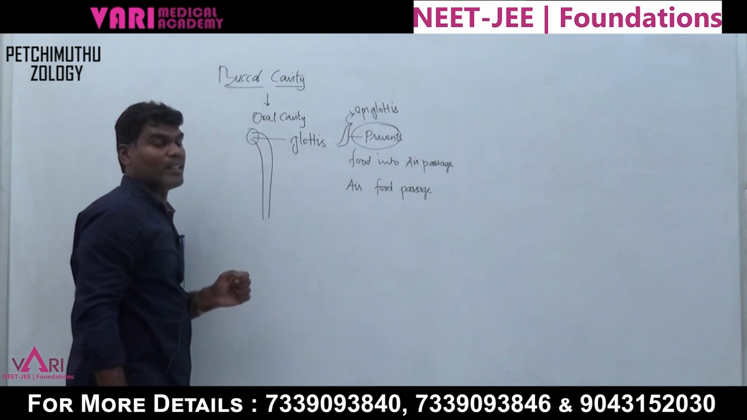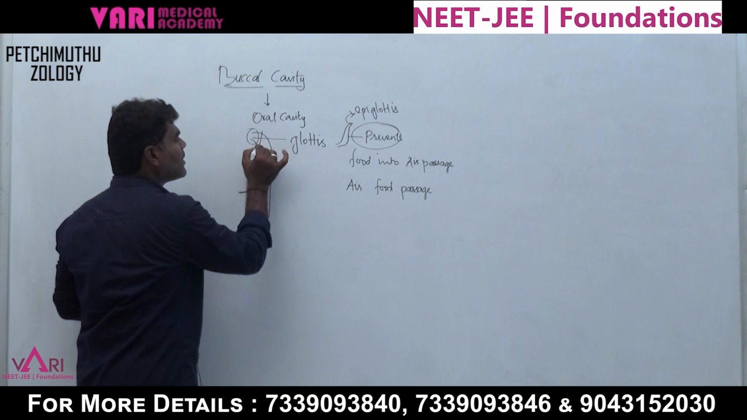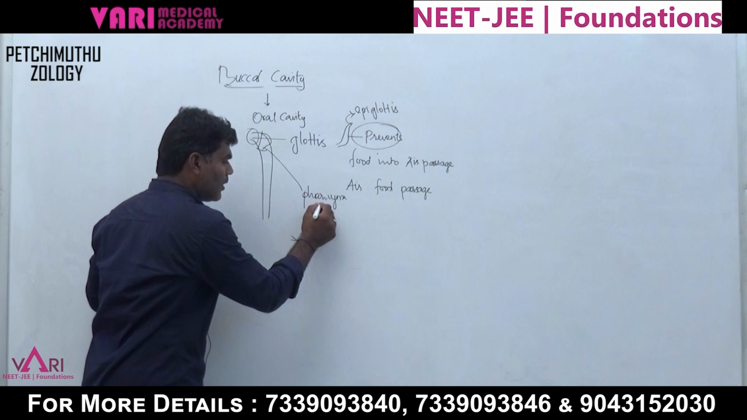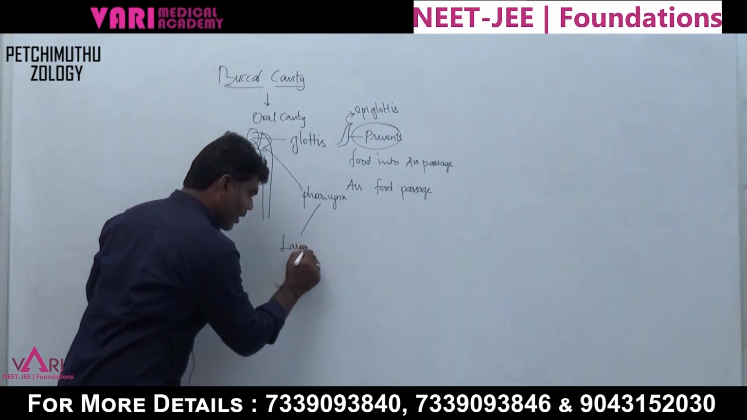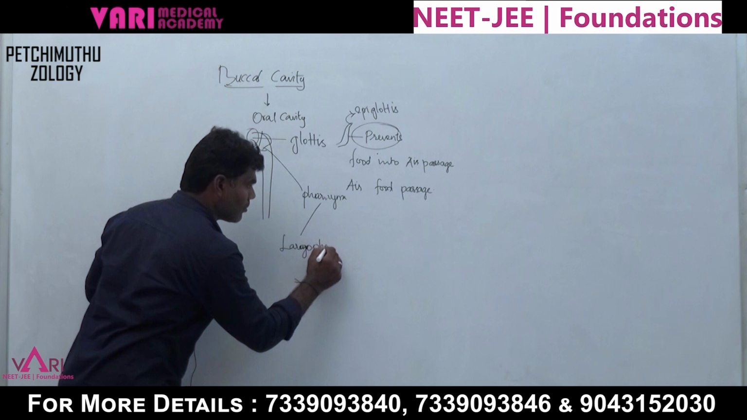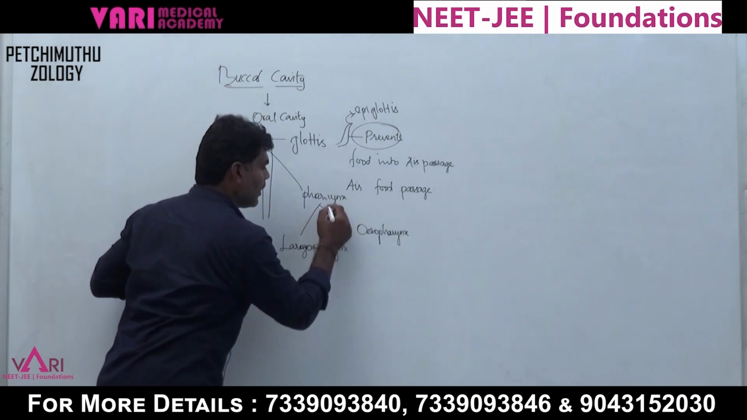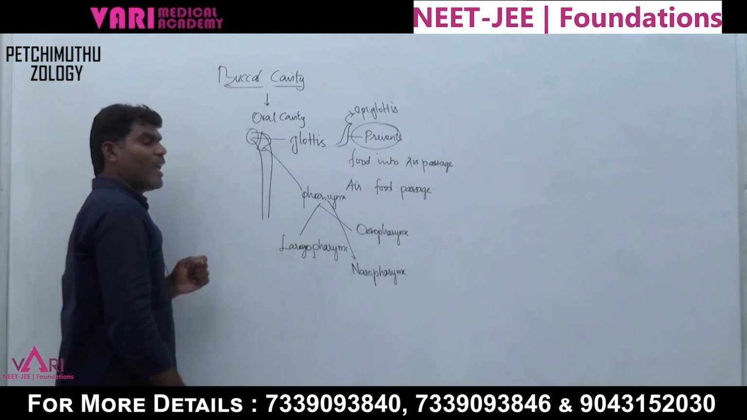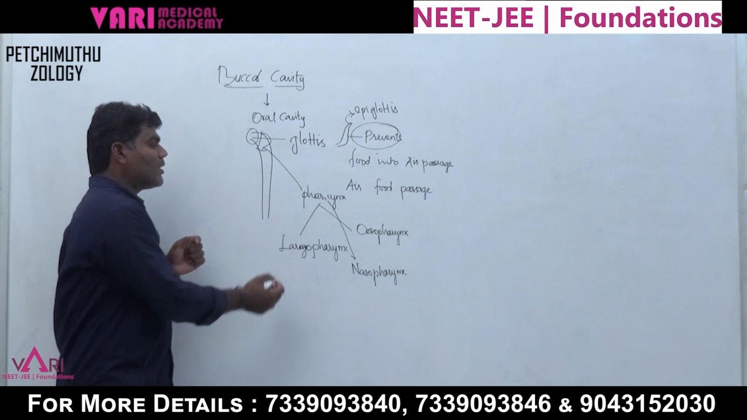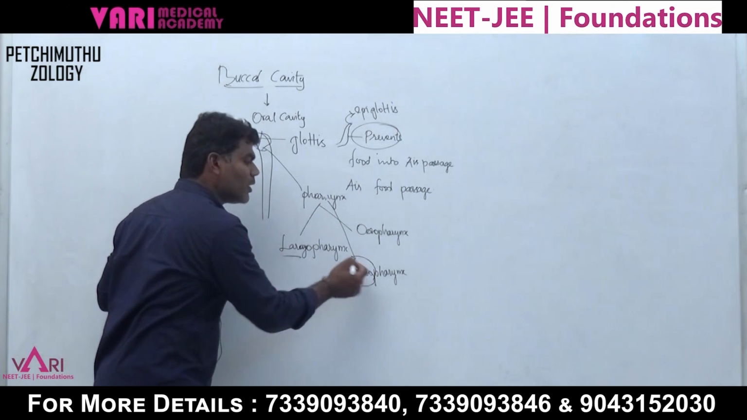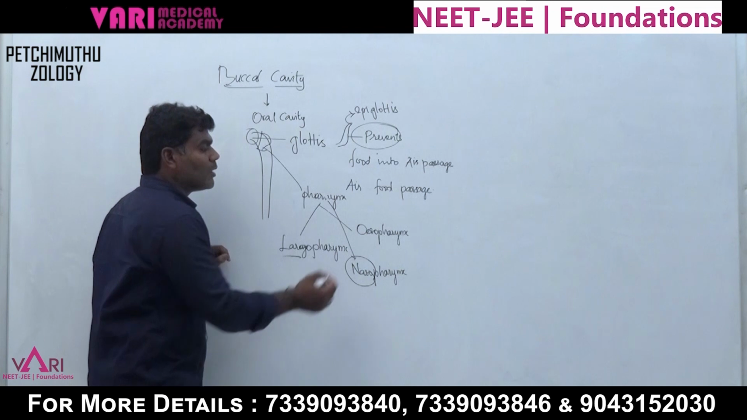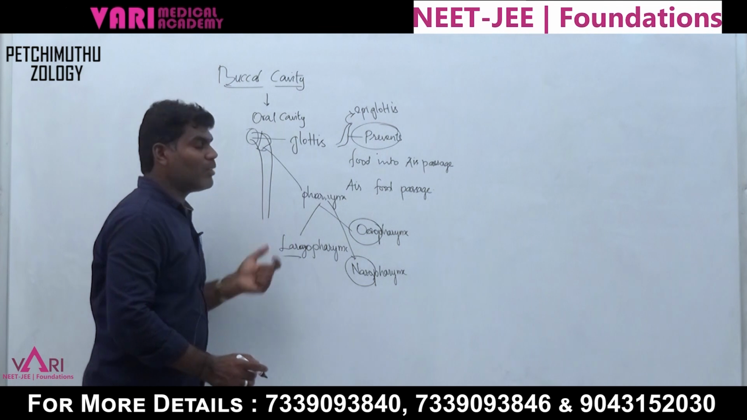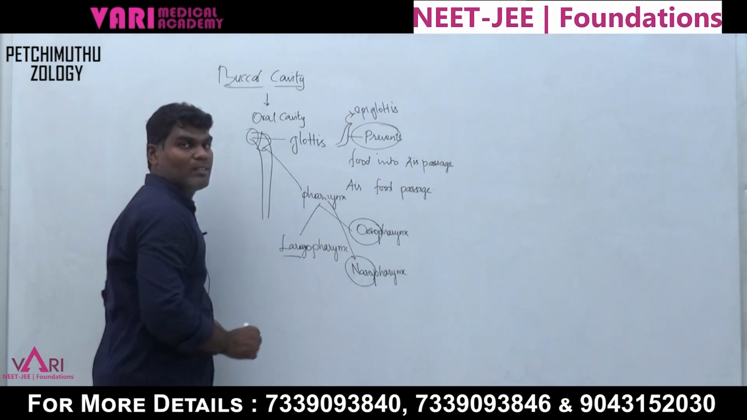Here the pharynx is there, and the pharynx has three types: the laryngopharynx, then the oropharynx, then the nasopharynx. The laryngopharynx is found near the larynx, the nasopharynx is found in the upper palatine region, and the oropharynx is near the esophagus, where the food particles enter.